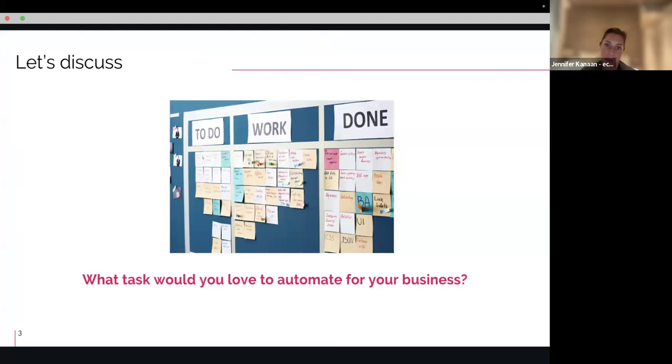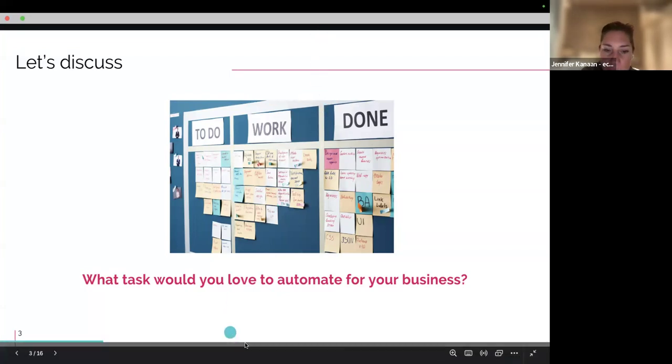So one of the things I wanted to ask you is what task would you love to automate for your business, whether we're talking about AI, ChatGPT, or anything. What is the one thing that really creates stress for you when you're working on your business and you would like ideally to either automate or, in that case, I would be willing to be flexible in that question, outsource. Like what task would you love to outsource for your business? So please, if you can either unmute or leave the comments in the chat.